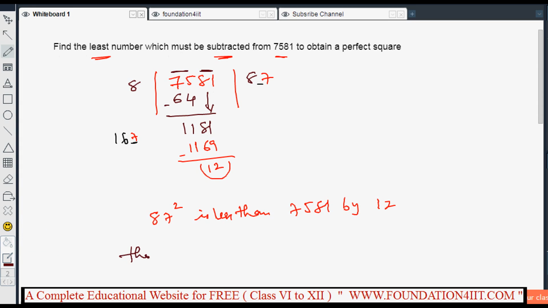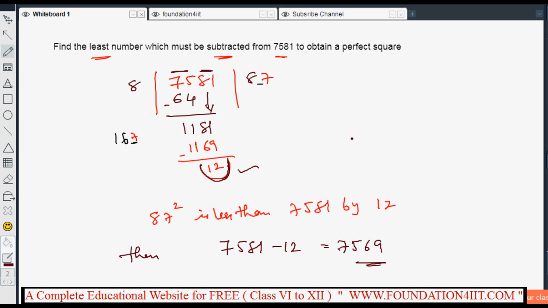Therefore we can subtract 7581 minus 12, that is 7569. Okay, now 7569 is a perfect square. So what is the least number? That 12, how much extra is coming, the same we should do. This extra whatever will come, that we need to subtract. So that is finding the least number which must be subtracted from any number to obtain a perfect square.